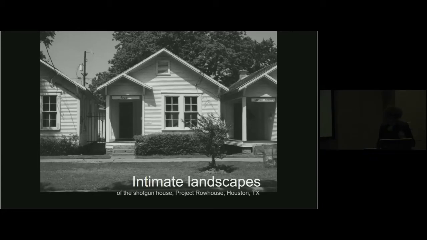Okay. So the next project, which looks at societal structures, is Intimate Landscapes of the Shotgun House. This is in Project Row Houses in Houston, Texas. This was an invited installation. I was given this house, Frenchie's. It had a name. Each person who was invited was given a house, and we were encouraged to explore the shotgun house as an architectural type.